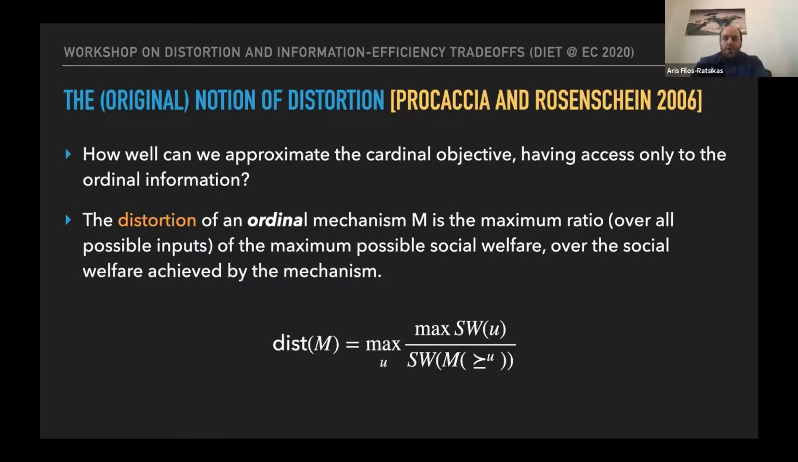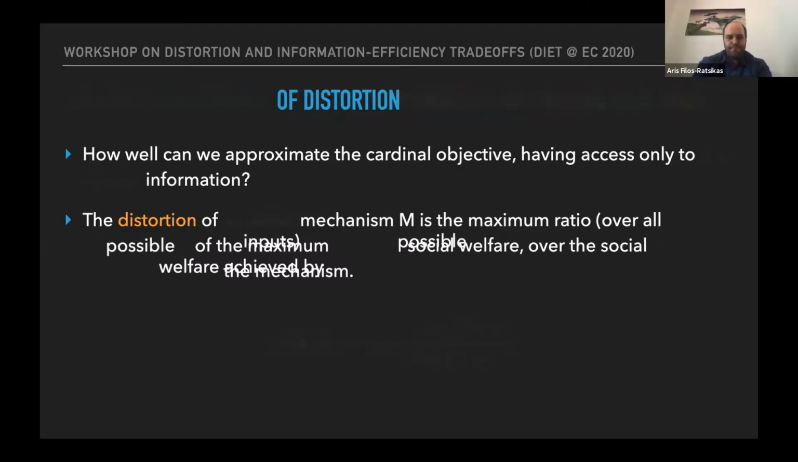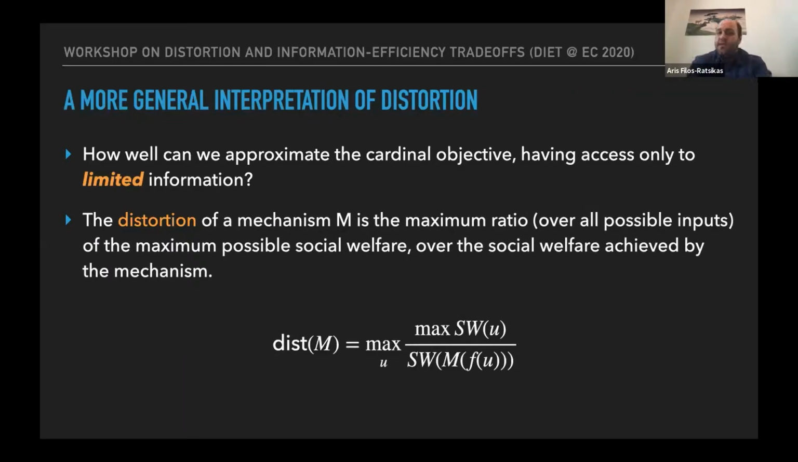Okay, so I promised you earlier in the presentation that I will refine the notion of distortion. The question was, how well can we approximate the cardinal objective having access only to ordinal information? Let me rephrase this slightly: how well can we approximate the cardinal objective having access to limited information? This is intentionally left vague, because limited information can have a lot of different interpretations. One interpretation, for example, is ordinal information, and then we recover precisely the previous definition.